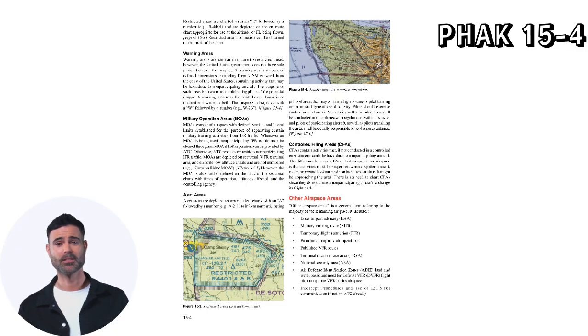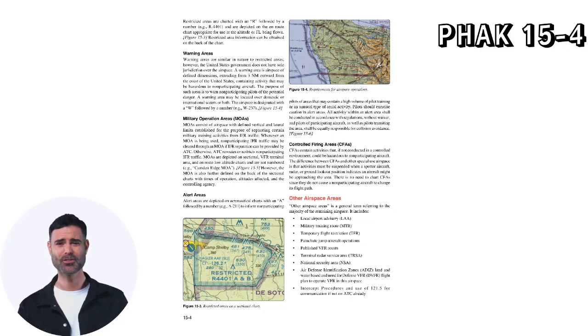Controlled firing areas, CFAs. CFAs contain activities that, if not conducted in a controlled environment, could be hazardous to non-participating aircraft. The difference between CFAs and other special use airspace is that activities must be suspended when a spotter aircraft, radar, or ground lookout position indicates an aircraft might be approaching the area. There is no need to chart CFAs since they do not cause a non-participating aircraft to change its flight path.